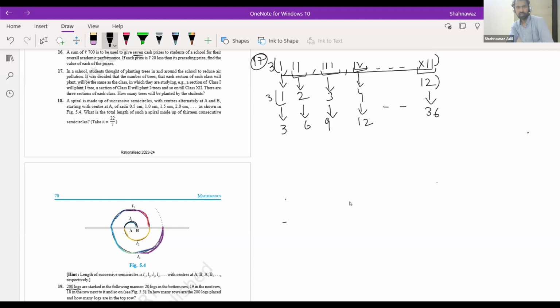Yes, sir. Okay. How many trees will be planted? So we have to find S12, because we have 12 plus, so we have to find S12. We have A is 3, D is 3, N is 12. We need to find out S12.